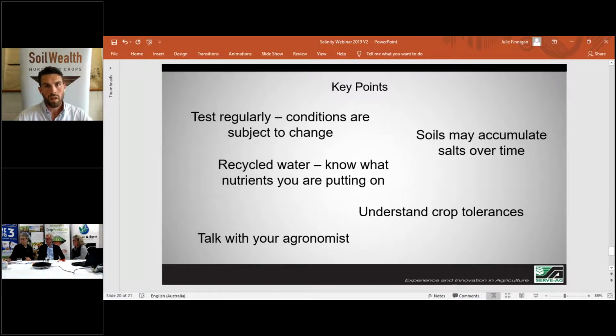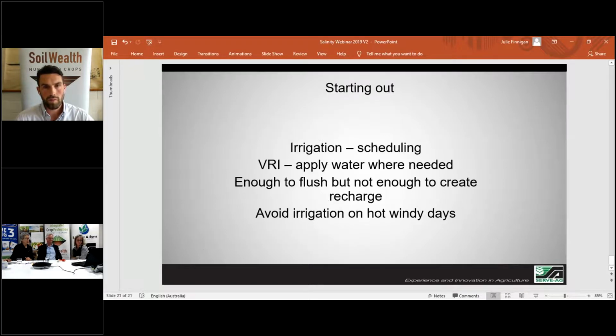I think it might be a good idea to just finish with the key points. Important is, you said talk to your agronomist, make sure your agronomist understands salinity. Absolutely. Because not everybody does. No, not everyone does. And quite often people might not assume that they're in a saline area to start with.